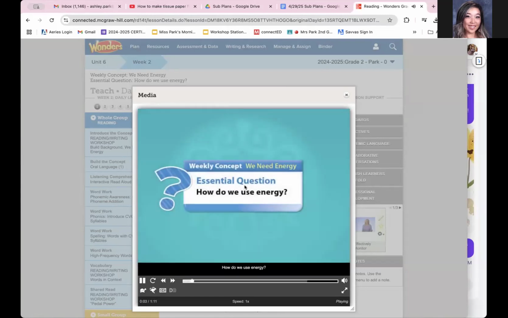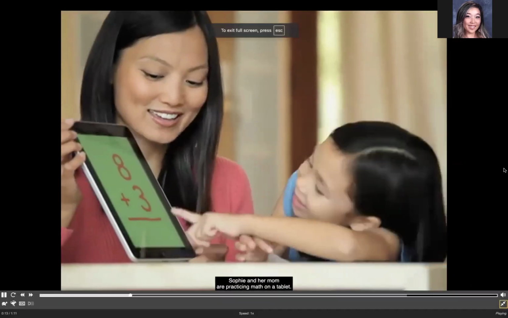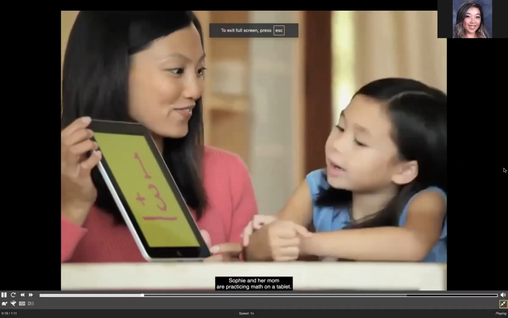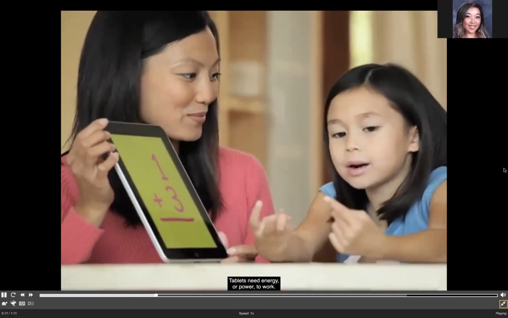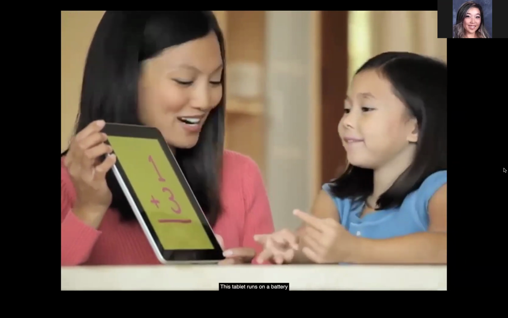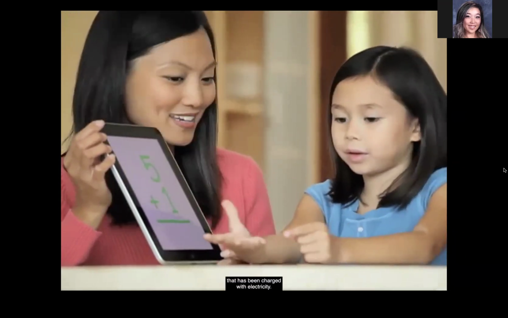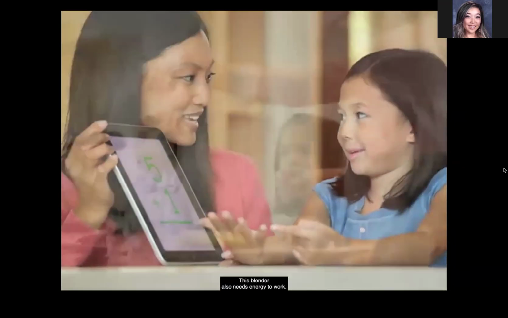We need energy. How do we use energy? We use energy all day long without thinking about it. Sophie and her mom are practicing math on a tablet. Tablets need energy or power to work. This tablet runs on a battery that has been charged with electricity.